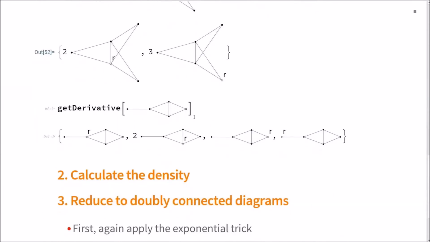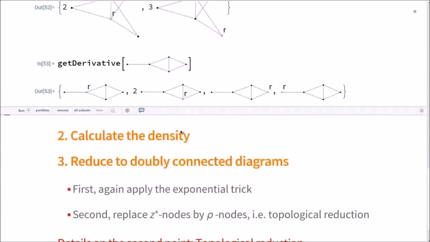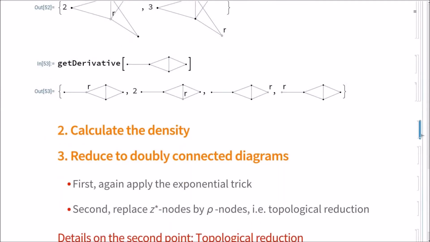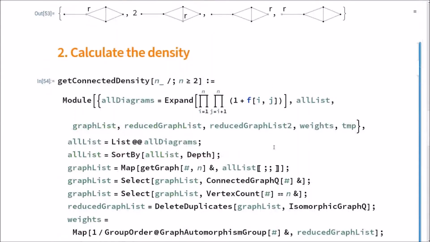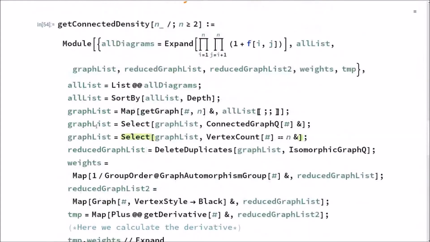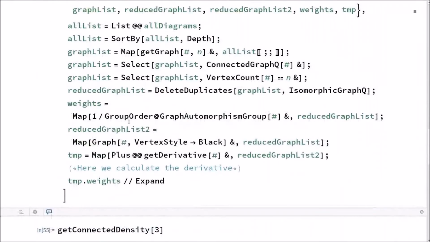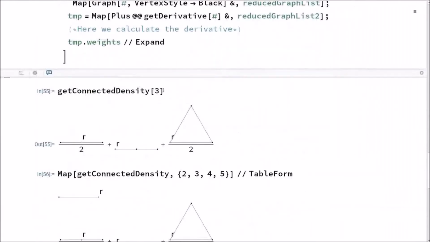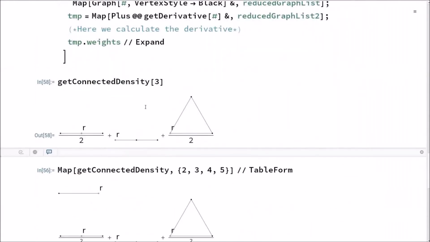And here's another example. So this is all done automatically by this function. And so we have the functional derivative. We can now redefine this and calculate the connected density. Let's have a look at how it looks.